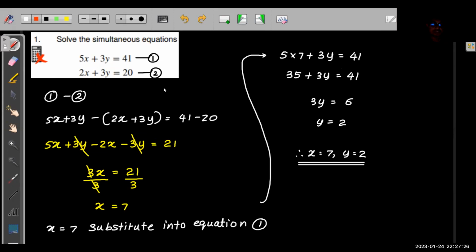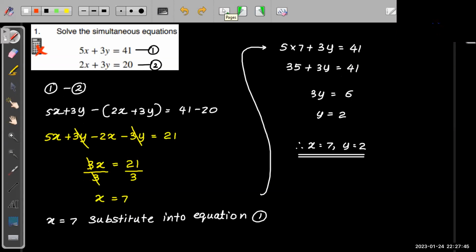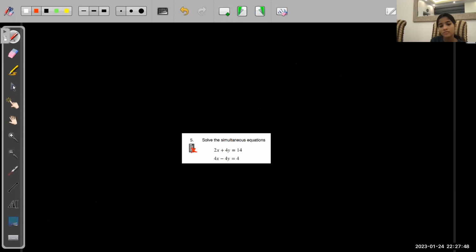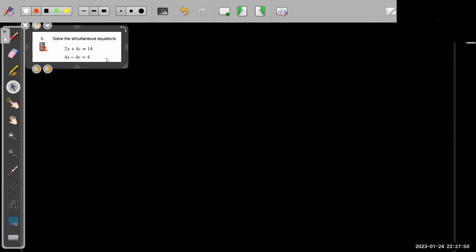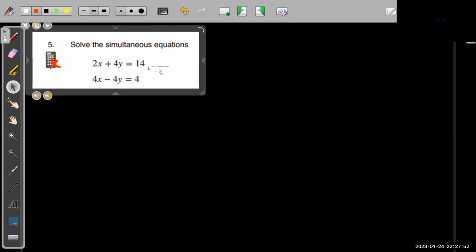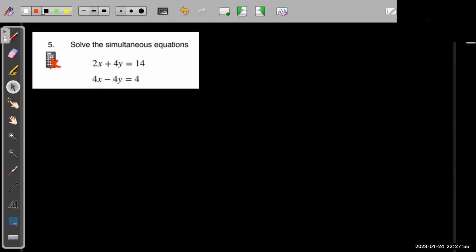Let me try with one more question. Okay, I'll get this one. Okay, you finished copying this, right? Yes. We'll try this one also. Now, this one also, what I'm doing is I'm naming this as equation 1, equation 2, right?